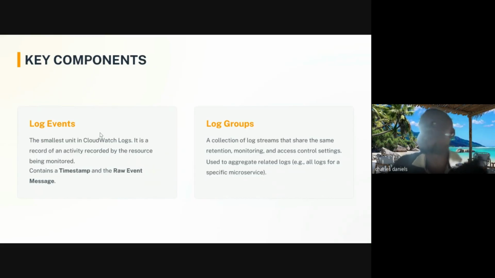Then the log stream is the sequence of log events that collects all the log events together from a single AWS resource or application. So it collects all the events that are generated by an AWS resource, application, or even our on-premise system.